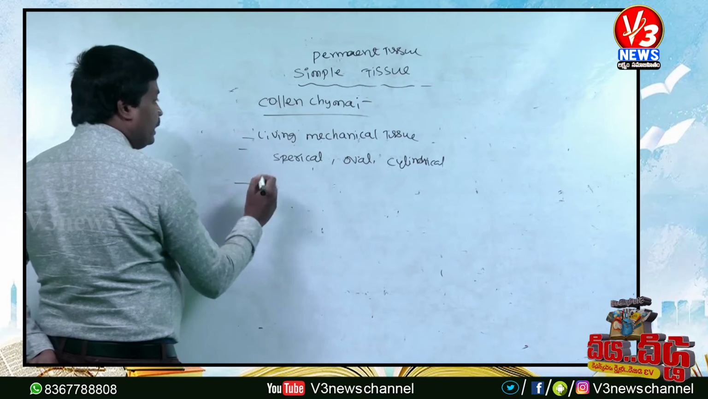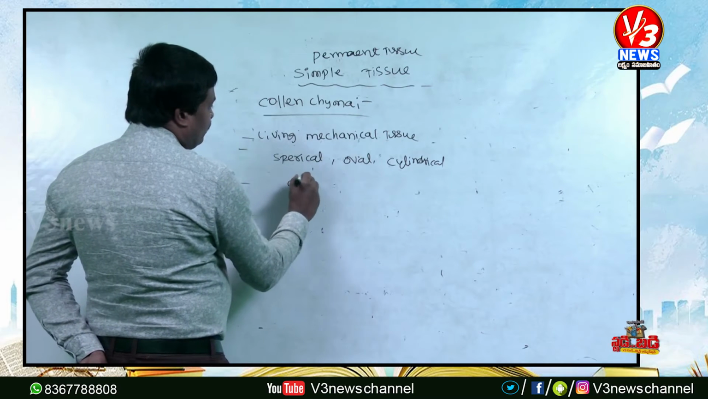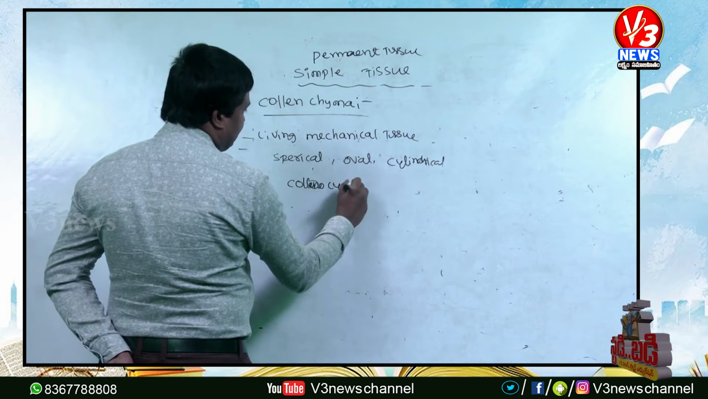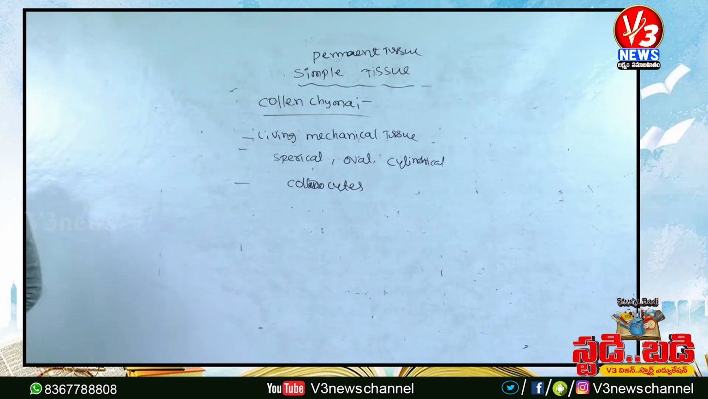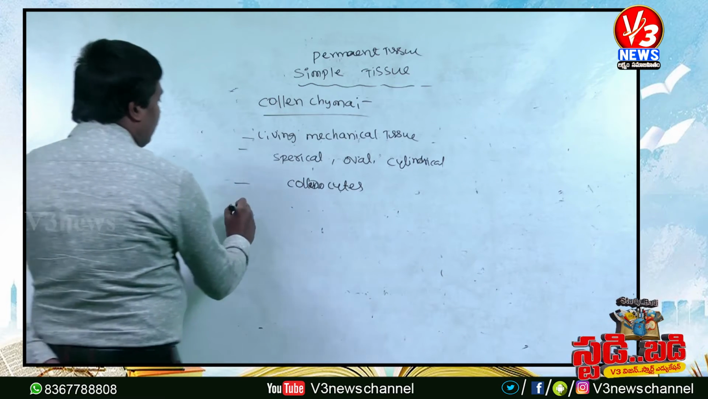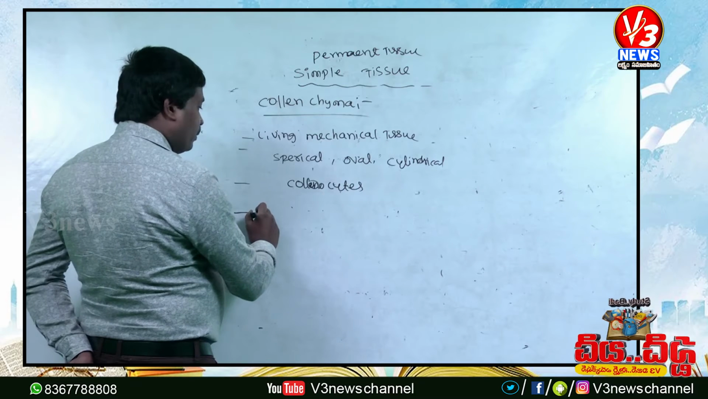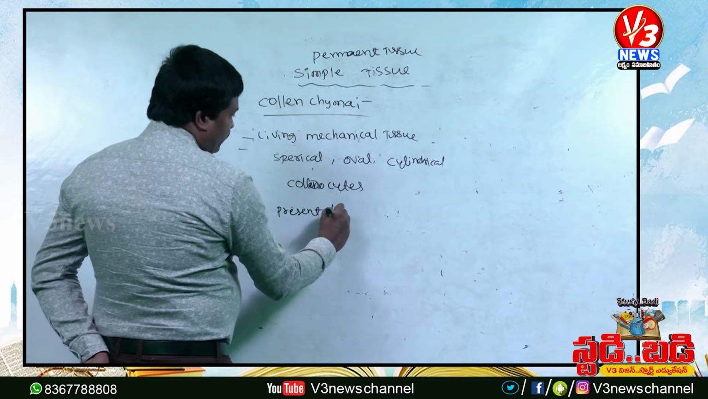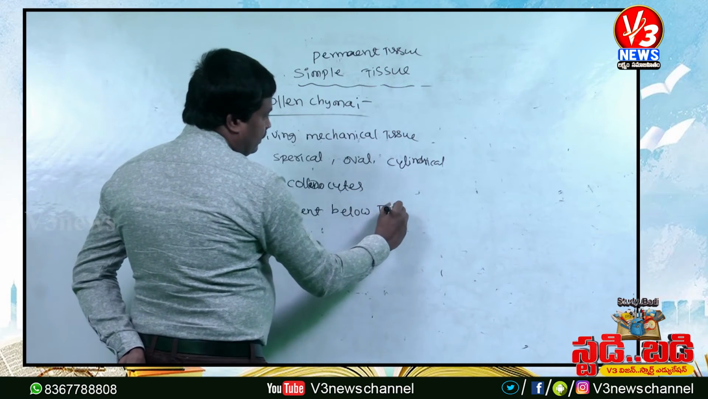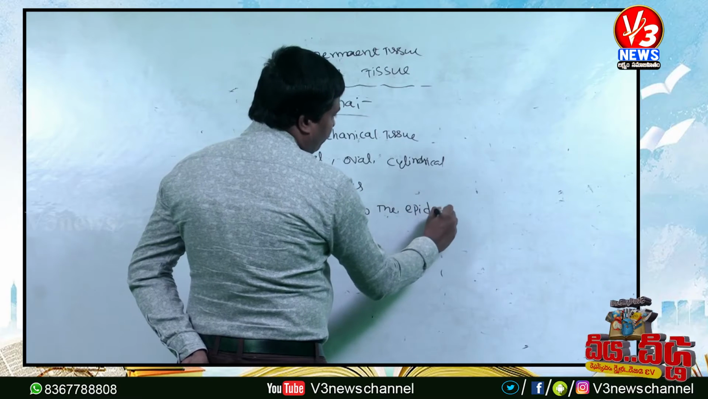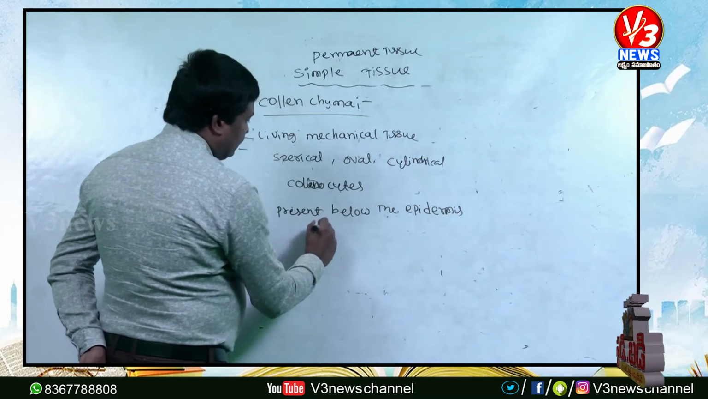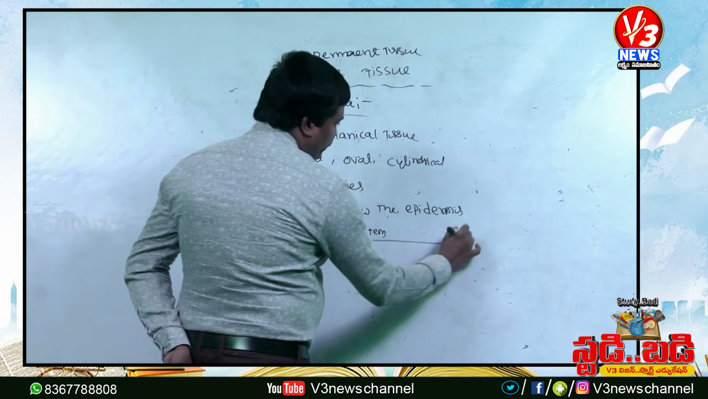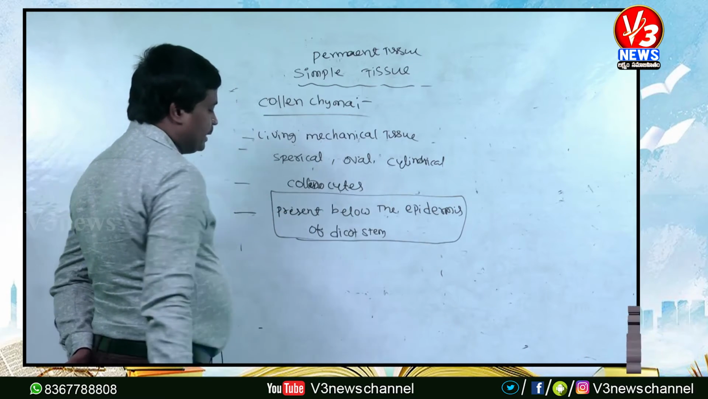The cells of the collenchyma are called collenchymocytes. Cells of collenchyma are called collenocytes. So collenchyma, very important. This type of tissue is present below the epidermis of the dicot stem. Very important. Collenchyma is a simple permanent tissue.